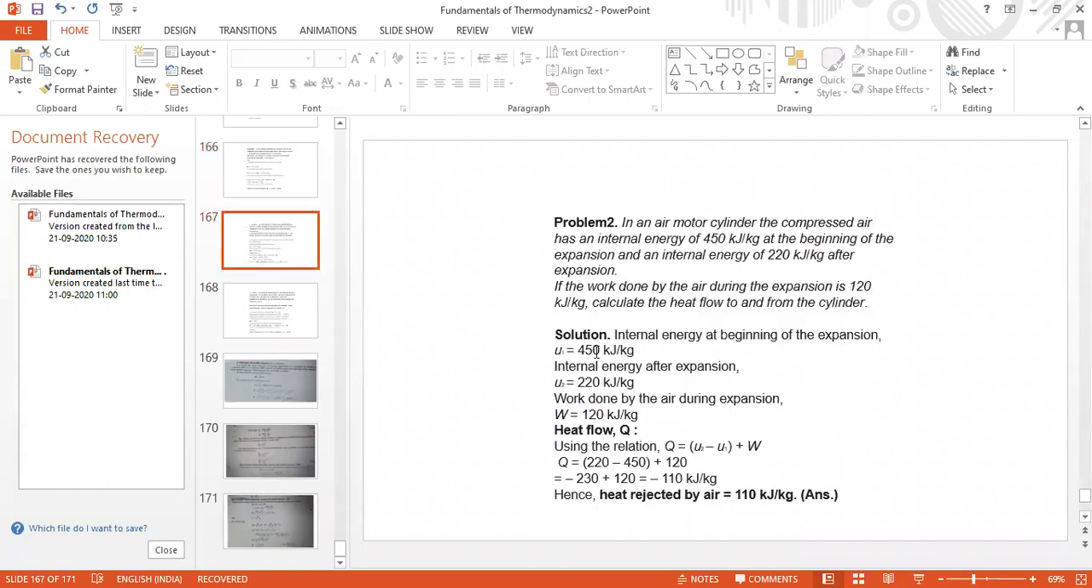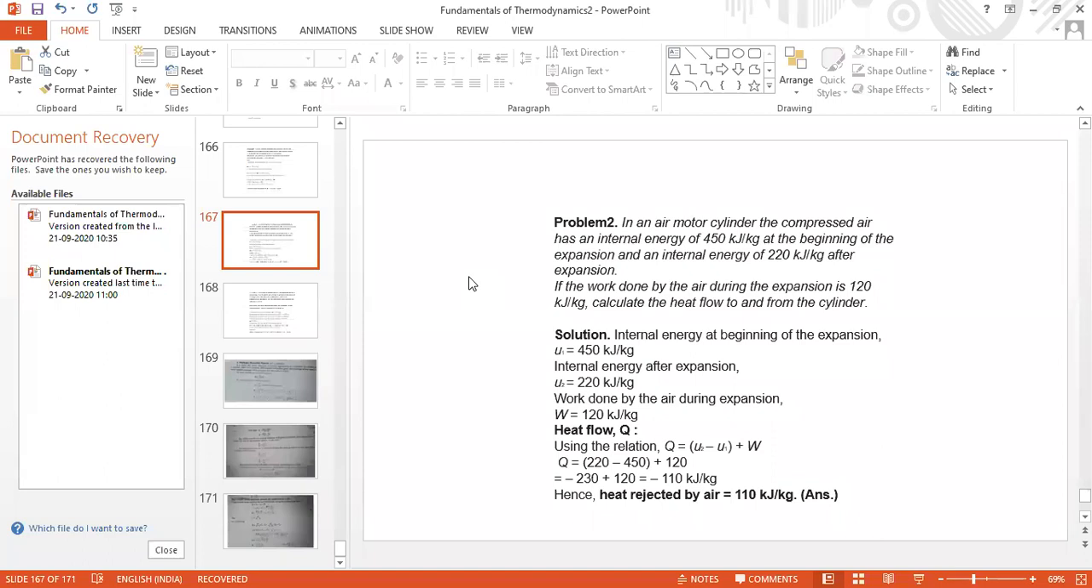You see the second problem, in the same way, in an air motor cylinder. Again, the story is different. In the earlier case, the story is about internal combustion. Here, an air motor cylinder. Whatever it is, the device will have a cylinder and piston, and inside there is a working fluid, whether it is air motor or internal combustion, and compressed air. So air is being compressed, and air has internal energy of 450 kilojoule per kg at the beginning.